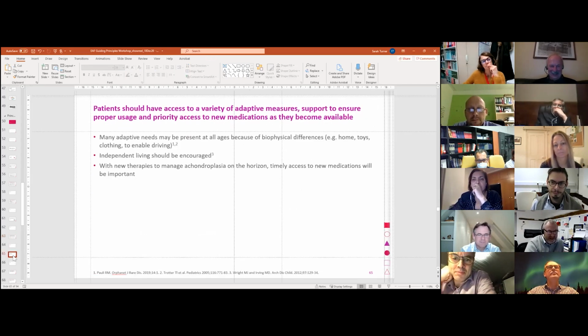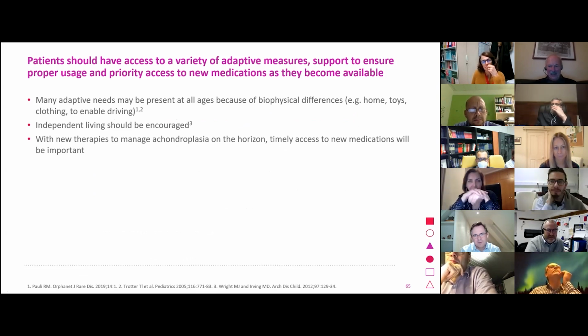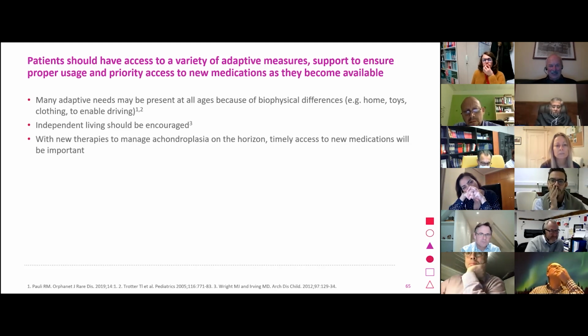Okay, Klaus, back to you again. Sorry, next word. So: patients should have access to a variety of adaptive measures, support to ensure proper usage, and priority access to new medications as they become available. I think this is an interesting statement. What is the opinion, the comment?